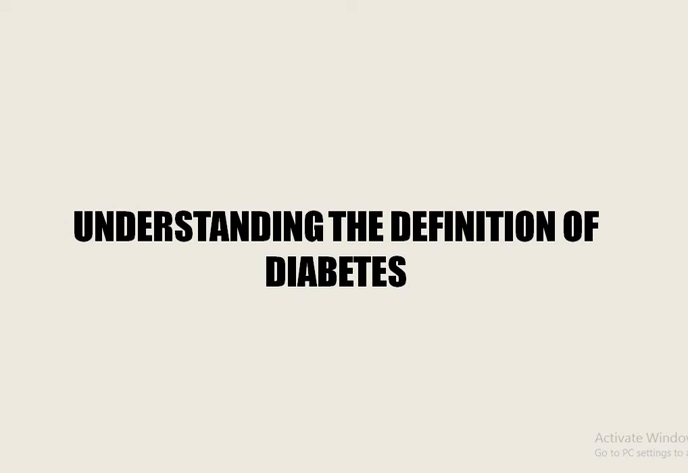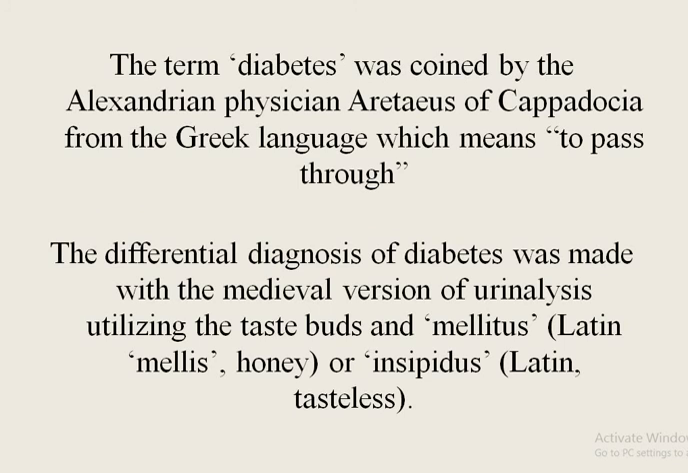So let's first try to understand the definition of diabetes. The word diabetes comes from the Greek language, which actually means to pass through. In the past, the differential diagnosis between, for example, diabetes mellitus and diabetes insipidus was done by a medieval version of urine analysis, and it was done by tasting urine, and if it tasted like honey, it was coined as diabetes mellitus, because mellitus means honey in Latin, and insipidus meant tasteless, which also is reflective of the higher concentration of water in the urine.